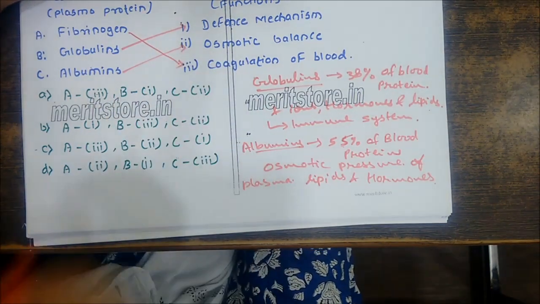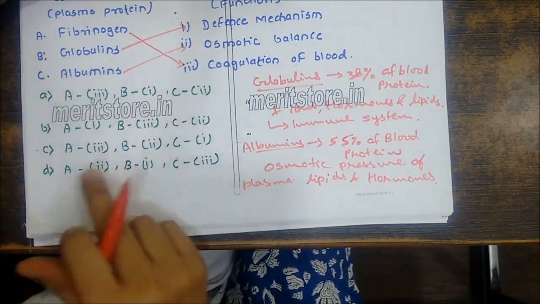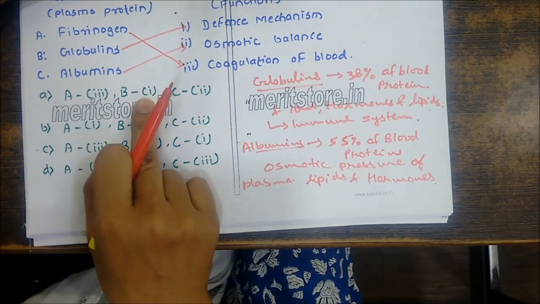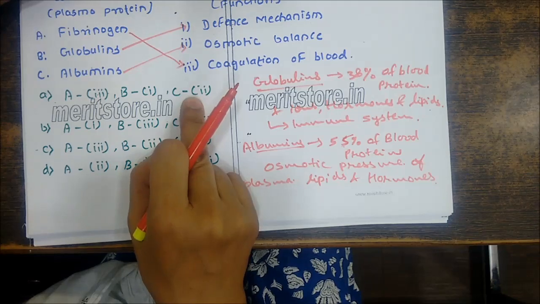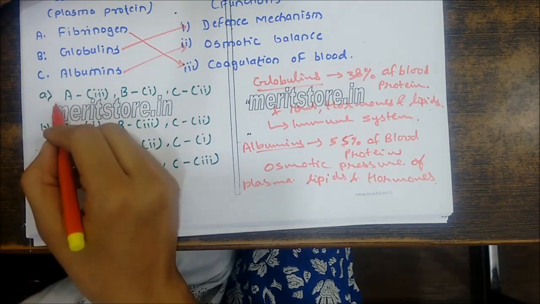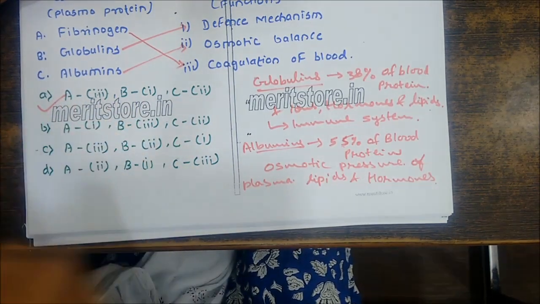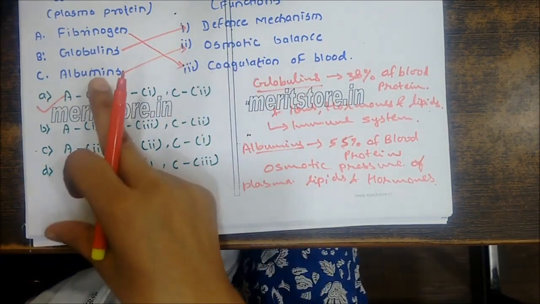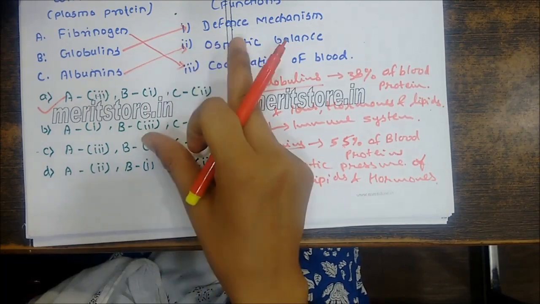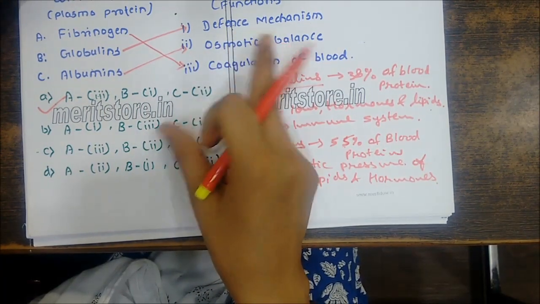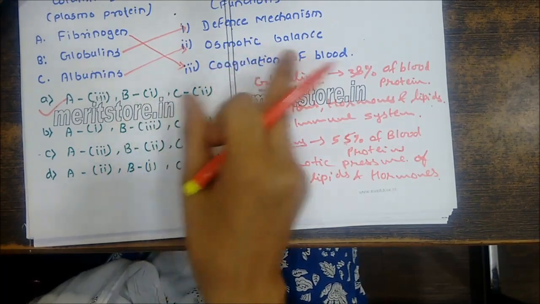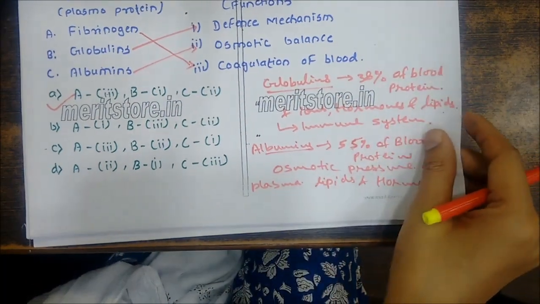That is 2. So A goes to 3, B goes to 1, and C goes to 2. So the answer will be A. The function of fibrinogen is coagulation of blood, the function of globulin protein is defense mechanism, and the function of albumins is to maintain the osmotic balance. So our answer is A.